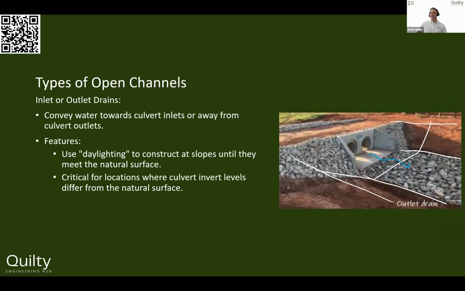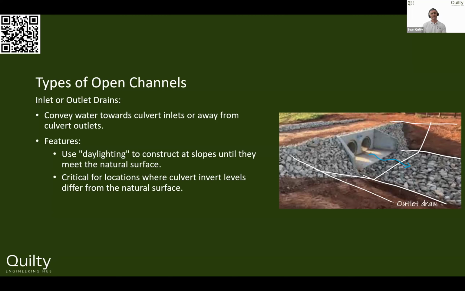We then have inlet and outlet drains. So if you think about a culvert and you've got some pipes, some head walls, when that discharges, if your culverts are lower than the surrounding surface, then that culvert's in cut, you're excavating down. And so you want to make sure that that culvert can daylight. And what that means is the invert level of your pipes can continue to run at a minimum grade until it breaks out and hits the existing or the natural surface.